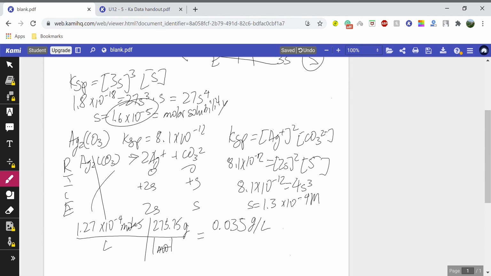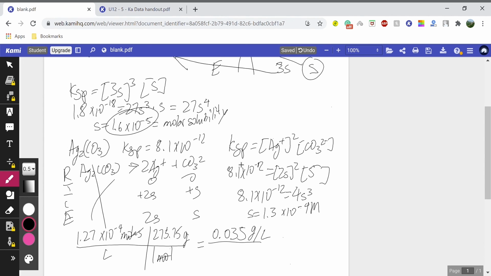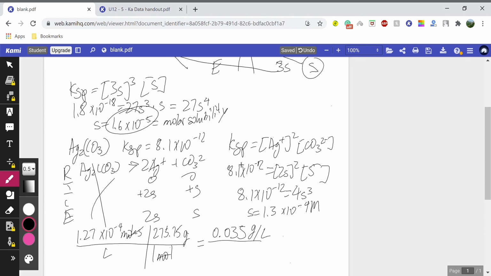Now if it simply asks what is the molar solubility, then your answer will just be the moles per liter. But since it asks for grams, we need to do an extra stoichiometry step to solve for grams. And that's it for this video on how to solve for the molar solubility when given Ksp.